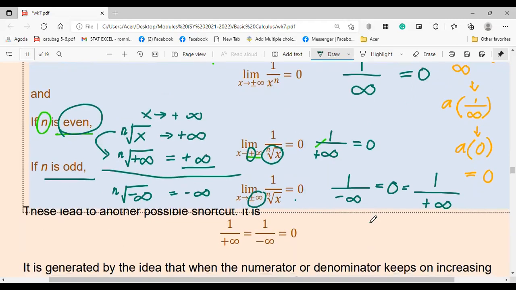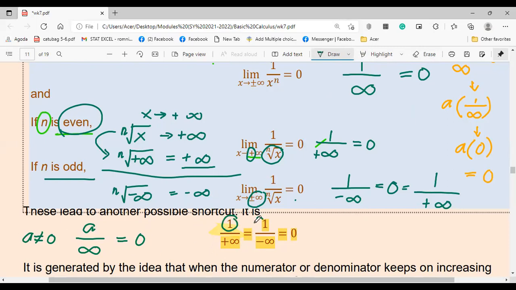Okay, now this leads to another possible shortcut. We note this one as shortcut. Dahil ang sabi that 1 over infinity is equal to 1 over negative infinity. That is 0. That's the rule already. And if you want to talk about the general rule, if you have a number a over infinity where a is not 0, is 0. Yan din ang tinutukoy niya.